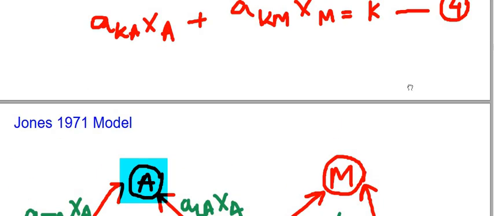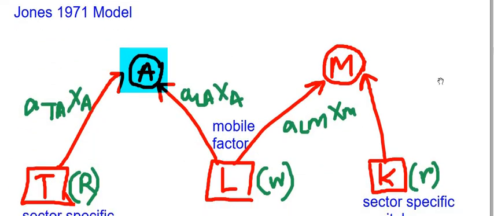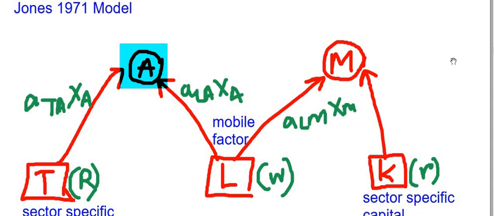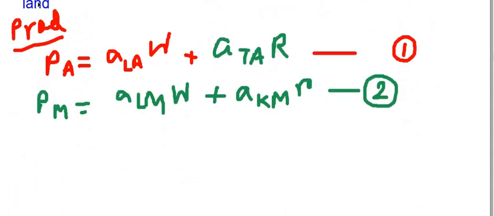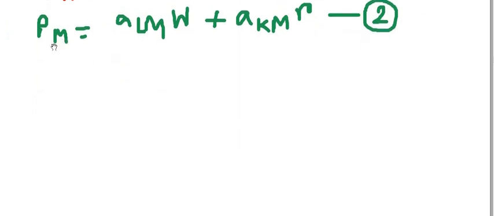Continuing with the Jones 1971 model that we had discussed as a brief extension of the Jones 1965 model with sector specificity introduced in the model. We have already discussed the production side equations which are similar to those discussed in the 1965 model with slight modification so as to incorporate the sector specificity, as you can understand from this term that is being used in the first equation. Now we move on to the consumer side.